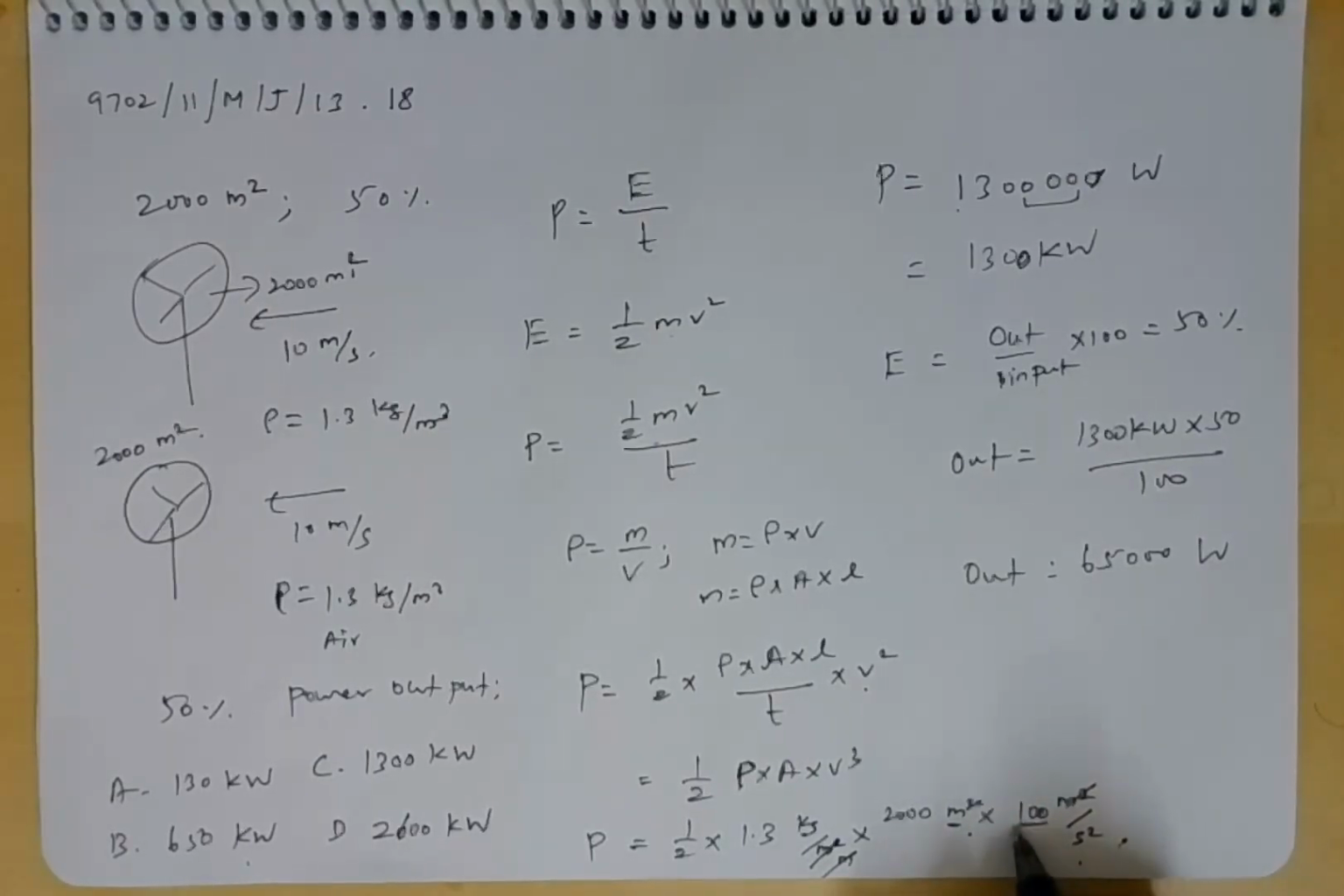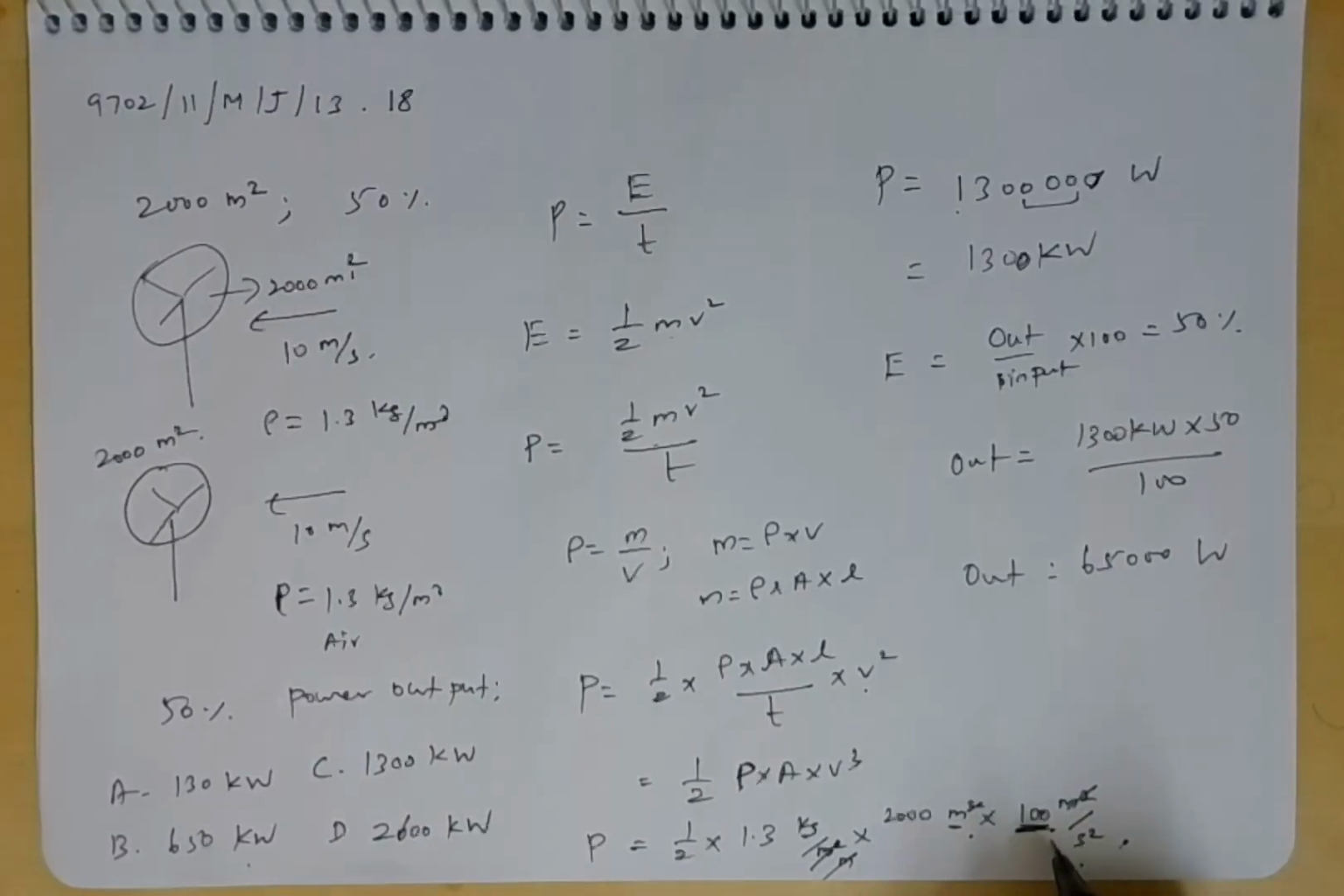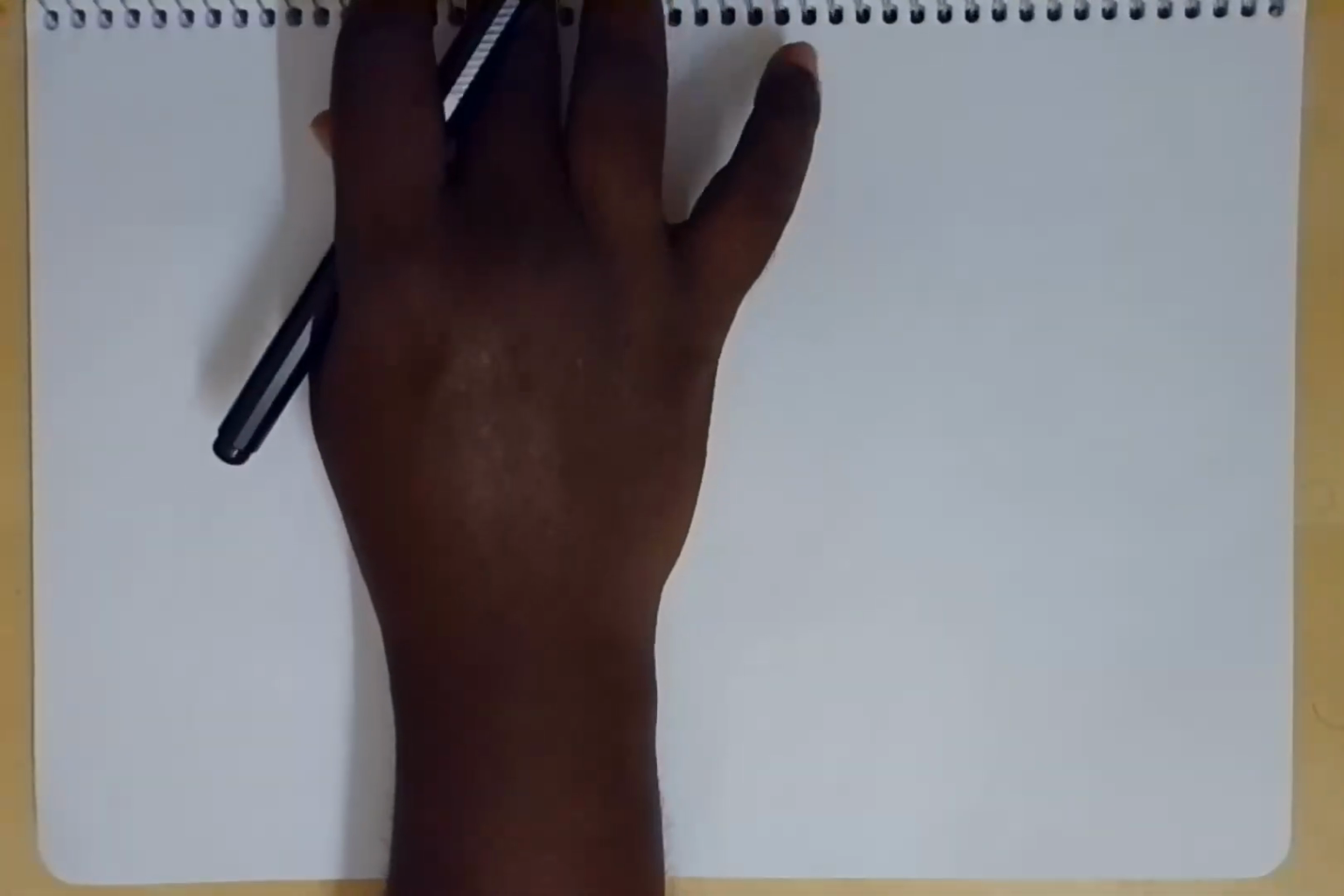Sir, here is a mistake. So this is supposed to be V square, V cube, right? Okay. So I just explained the problem, sir, again.